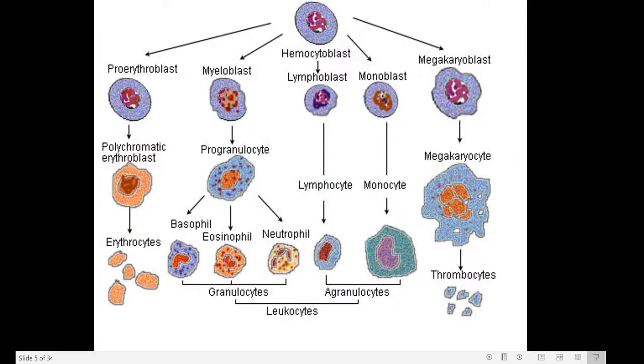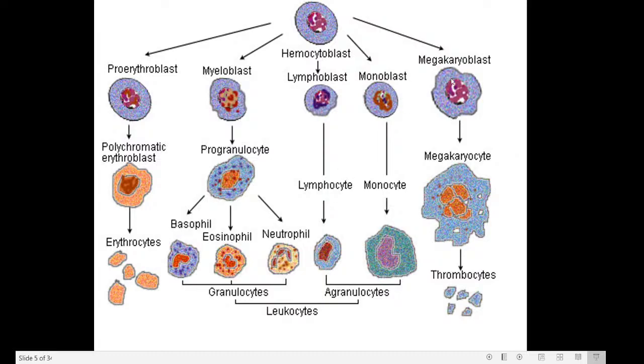And here you can see the hemocytoblast. The lymphoblast produces lymphocytes. Those cells we know as lymphocytes. These are commonly known as the leukocytes. The hemocytoblast comes to produce the leukocytes.